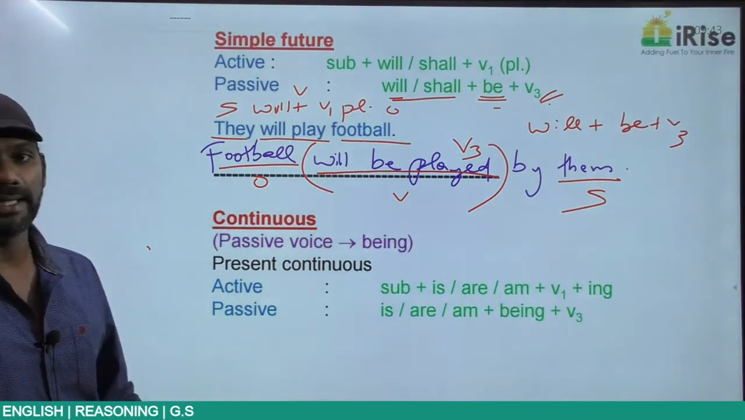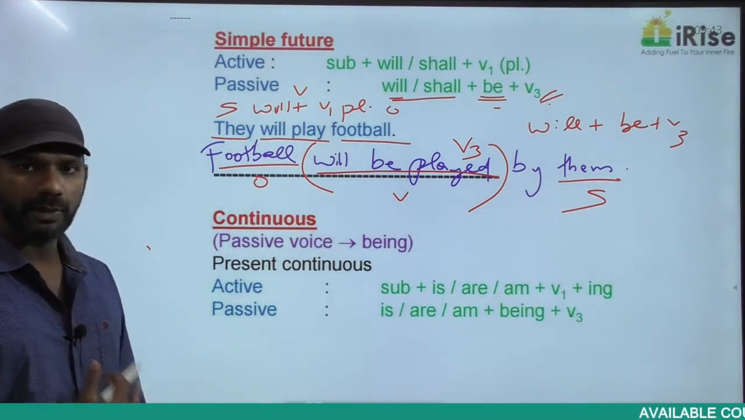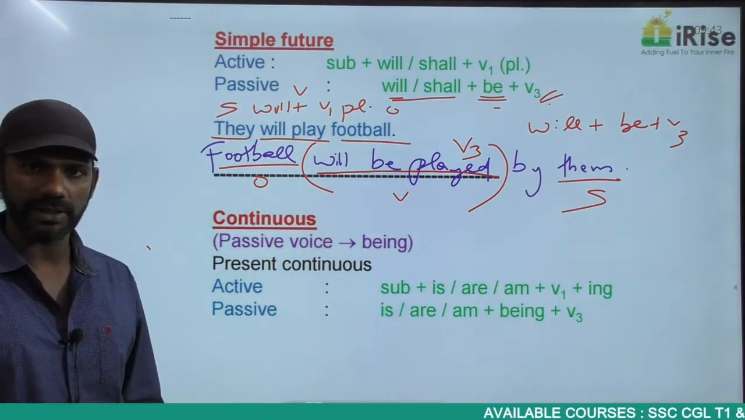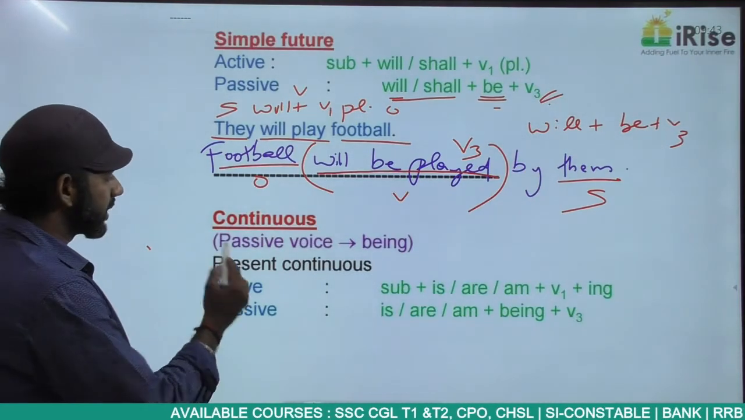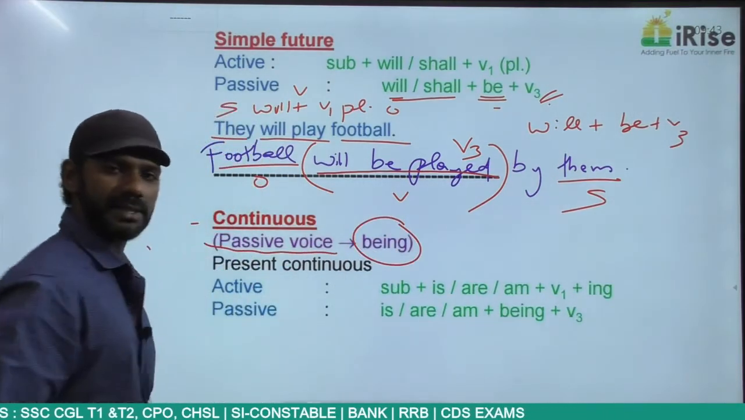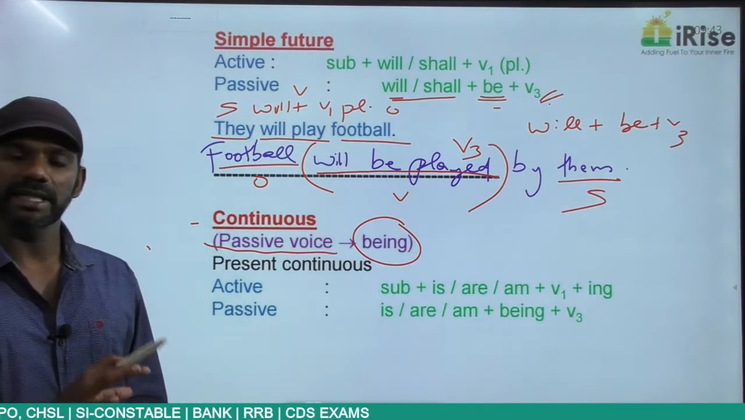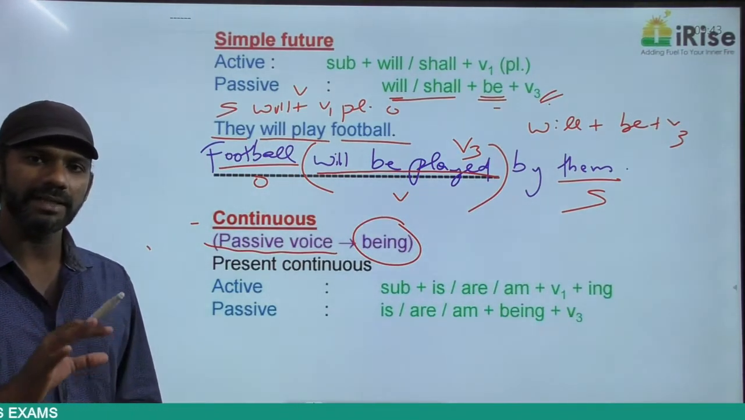Come to the next category, the second category, continuous. Present continuous, past continuous, future continuous. Now, in every continuous sentence in the passive voice, being appears. Being appears in every continuous sentence in the passive voice.